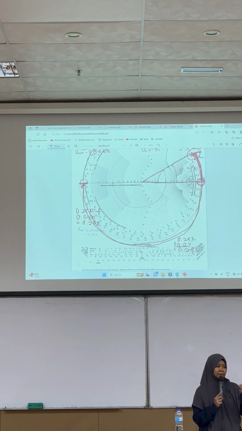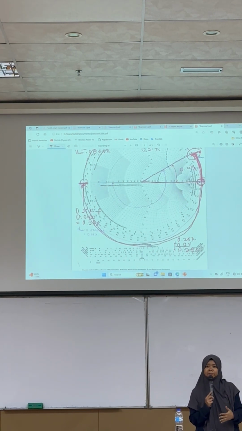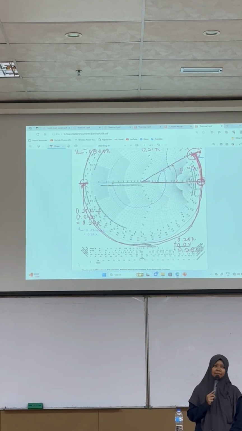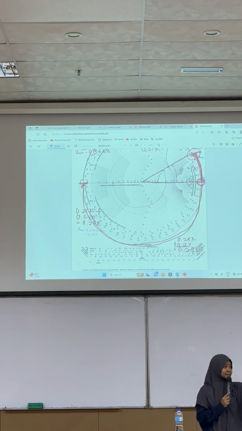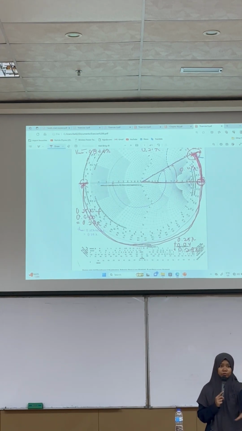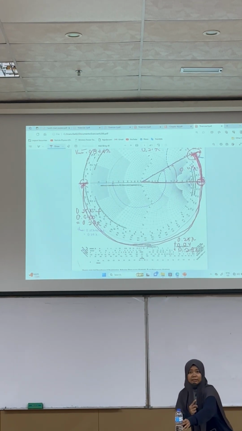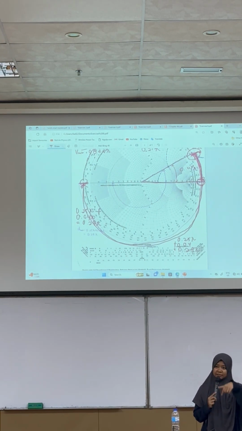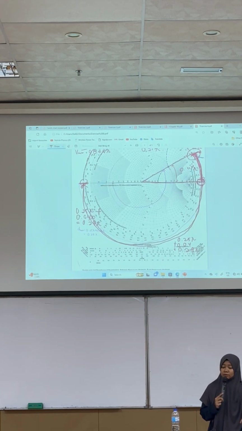Or what happens if Vmin happens? Not enough power. Under, tak suka, tak cukup supply. Okay, so imagine this is high voltage, bukan rumah lah, a high voltage transmission line. Okay, if Vmax happens, the losses are high.